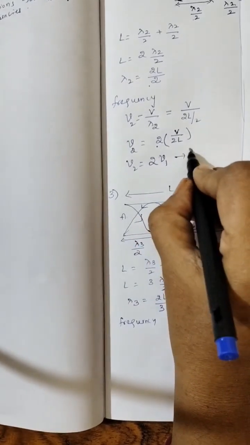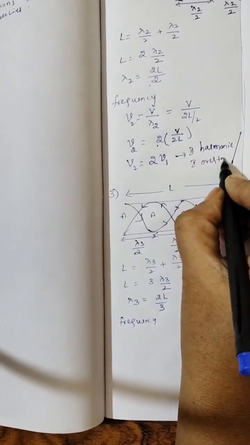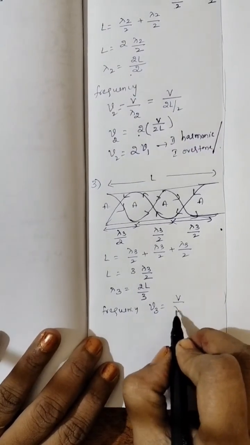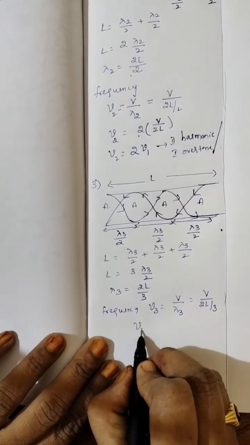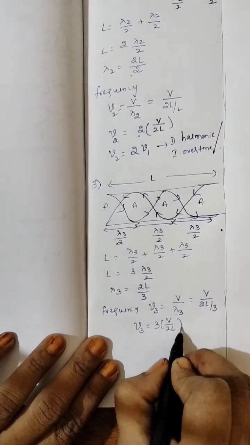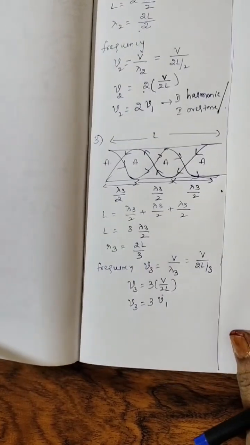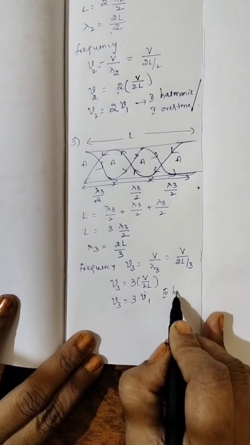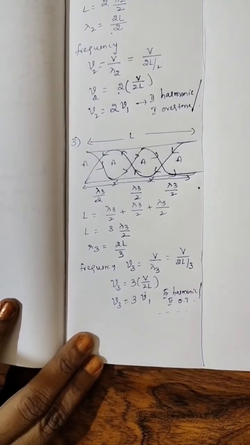This we call the second harmonic or first overtone. Right? Now, come to this. Frequency nu 3, I will write V by lambda 3. V by, what is lambda 3? 2L by 3. This 3 comes up. V by 2L. So what is V by 2L? As usual, nu 1. Here we derived it, no? That only I am substituting. Nu 1. Right? So this we call the third harmonic or second overtone.